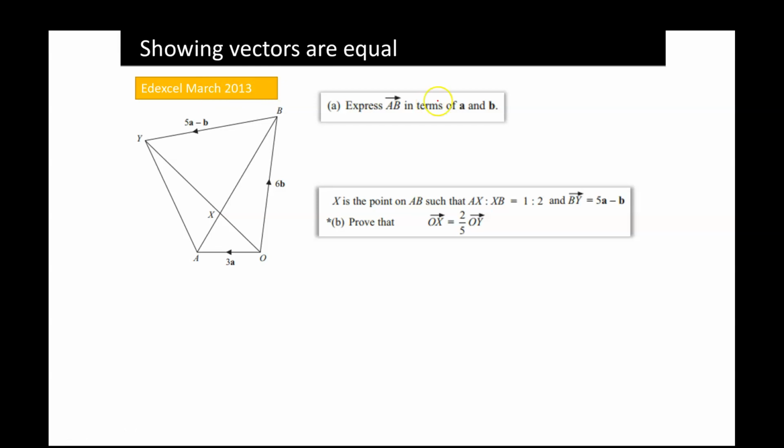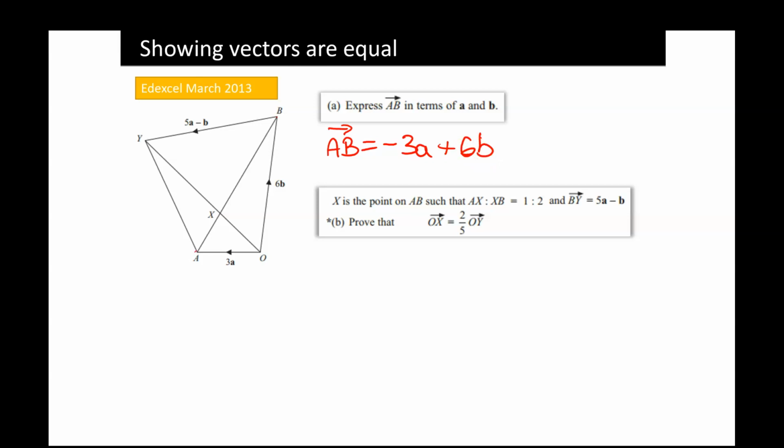First thing, express AB in terms of A and B. Well, let's go for it. So AB, let's have a look at the diagram. So that's from there to there. We don't know what it is at the moment, so we can't use that, but we can go around that way. We can't go that way because we don't know what this side is. So it's basically going to be the wrong way down 3A plus your 6B. Okay, so that's the first bit sorted.